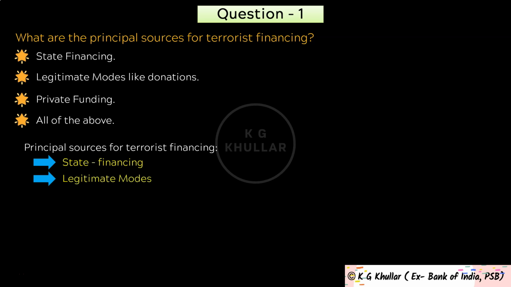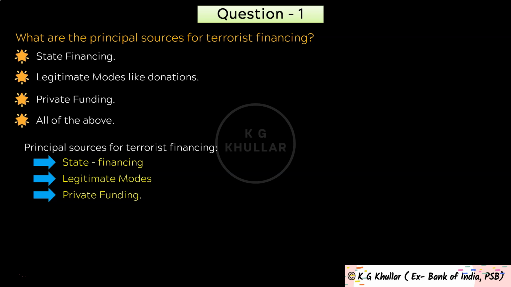The next is legitimate modes. Now friends, in this mode, organizations receive funds in the form of contributions or donations from businesses, individuals or some charity funds for their declared activities. And lastly, we have private funding also.